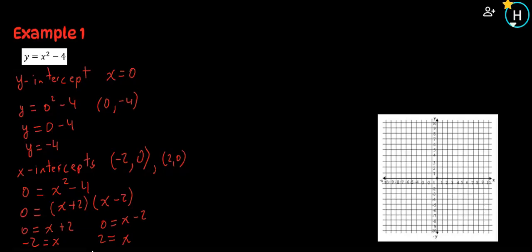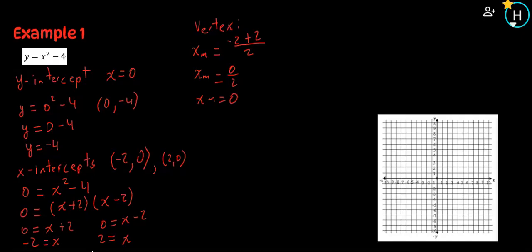The next step is to identify the vertex of the parabola. So to identify the vertex, we need to find the middle point between the two x-intercepts. So we add negative 2 plus 2, divided by 2. This is 0 over 2, that is 0. This is the coordinate for the x.